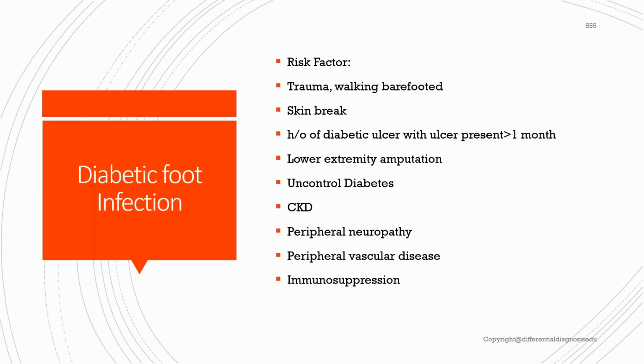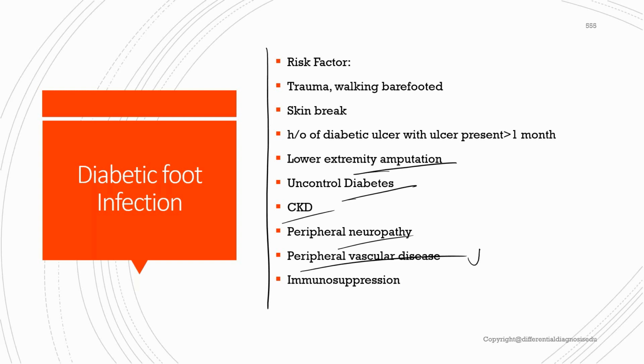So let's look at it quickly. Risk factors we already know: uncontrolled diabetes, neuropathy, previous history of amputation, CKD, peripheral vascular disease. That's another thing you can order too. If you are thinking the diabetic foot infection is because of peripheral vascular disease, you can order an arterial Doppler of the lower extremities.